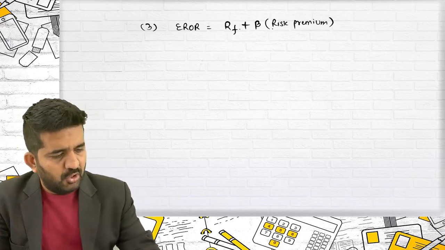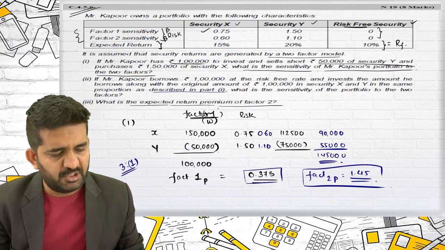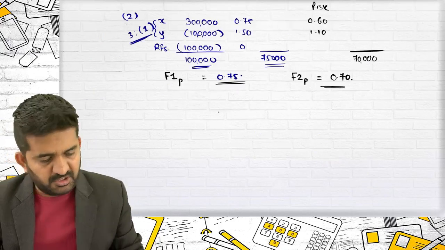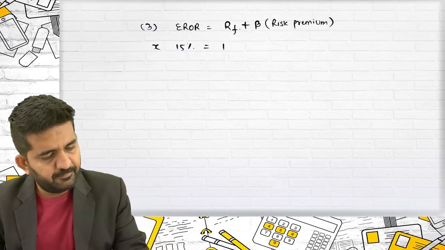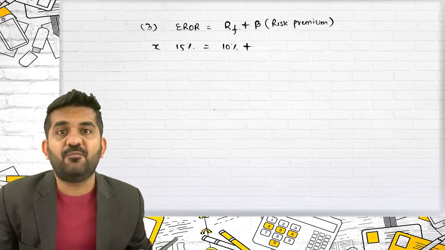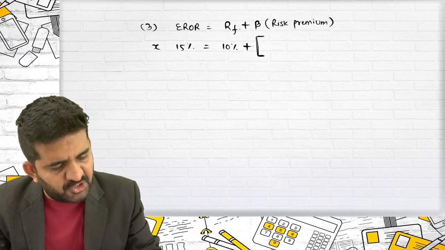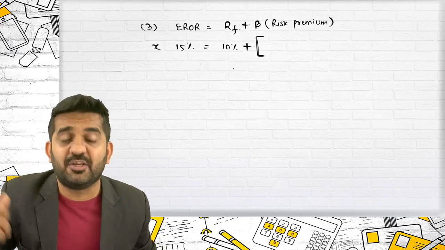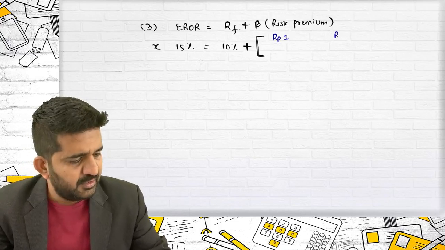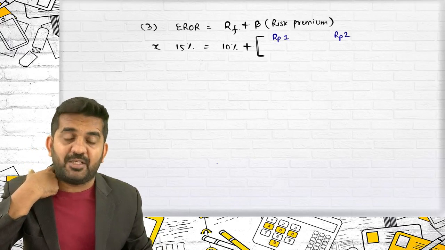Is it all? So I will be using this concept and will be formulating first for security X. What is security X? Rate of return 15%. What is the risk-free rate of return? We know it is 10%. Plus, now I am taking factor 1 first. If there are 2 risk measurements, I will be taking the risk premium of both. So, I will be writing risk premium for factor 1, risk premium for factor 2. What will be the risk premium for factor 1?